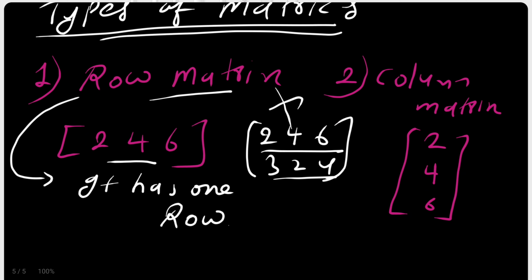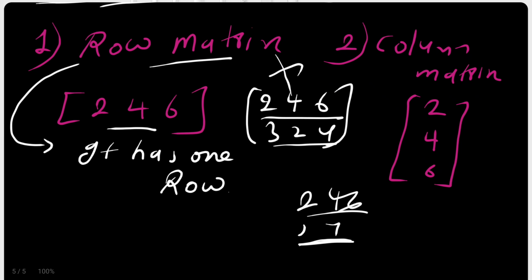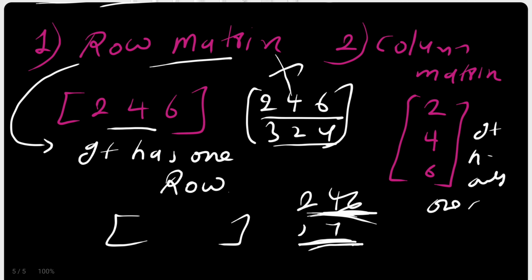But don't be confused: in this matrix, 2 4 6 and 3 4 has two rows. This is a row, yes, but it is not a row matrix. Row matrix means it has only one row. Like that, column matrix means it has only one column.